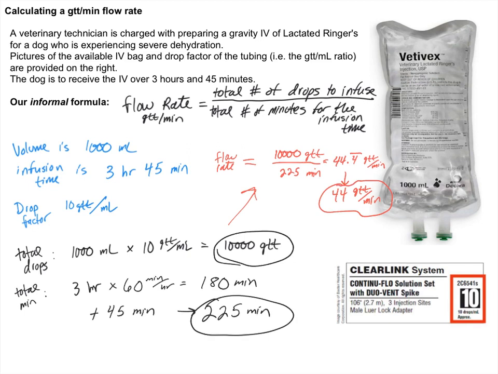And if they do, and there'll be a slight rounding error, but if they do, they will have received 10,000 drops over the 225 minutes. This is what we need to be able to think through. What's the total volume in drops? What's the total time in minutes? And if you know those two things, you can find the flow rate.